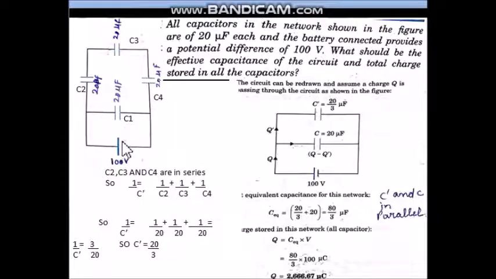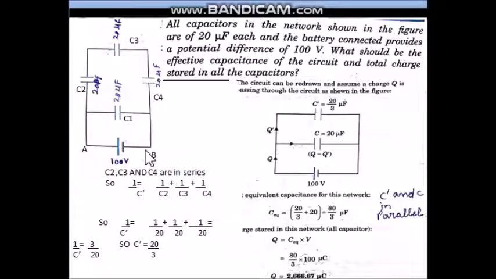First of all, we have to find out between which points we have to find the net capacitance. Wherever the battery is connected, those 2 points are the points between which we find the net capacitance. We can name these points A and B. Now between A and B we have to find the net capacitance.